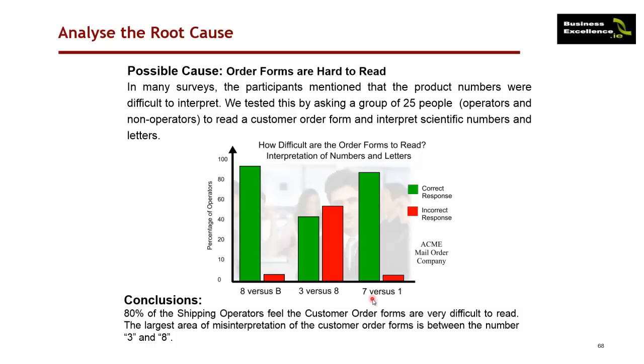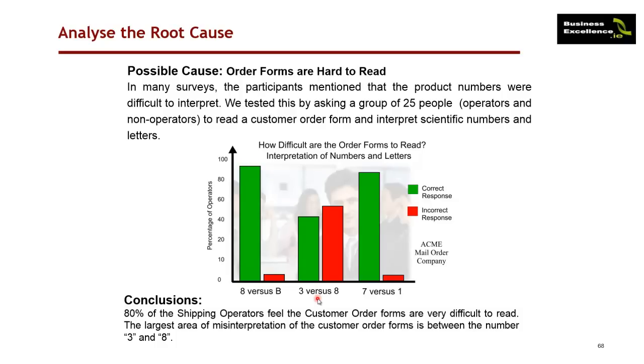Some people mentioned that the product numbers were difficult to interpret. We did this by testing a group of 25 people, operators and non-operators, to read a customer order form and interpret numbers and letters on the form. The result is presented in the graph in the center of the page. So in the first case, where somebody had to interpret between a number 8, for example, and the letter B, about 90% of the people made the correct interpretation.